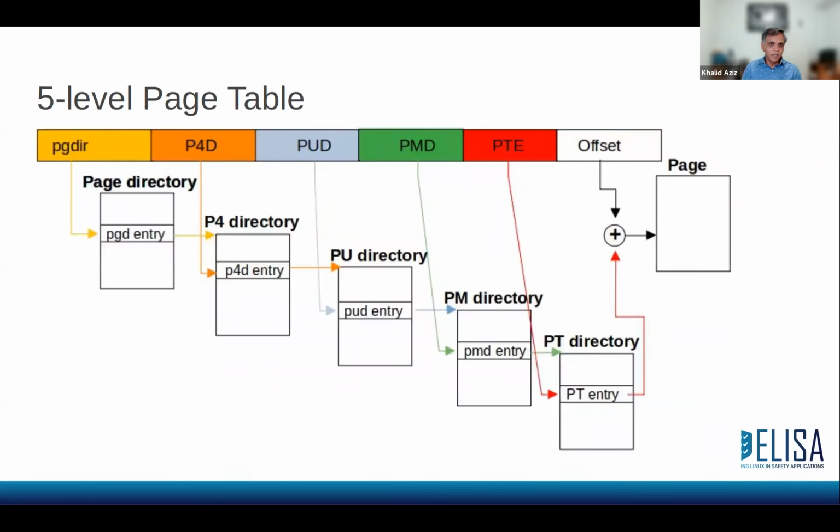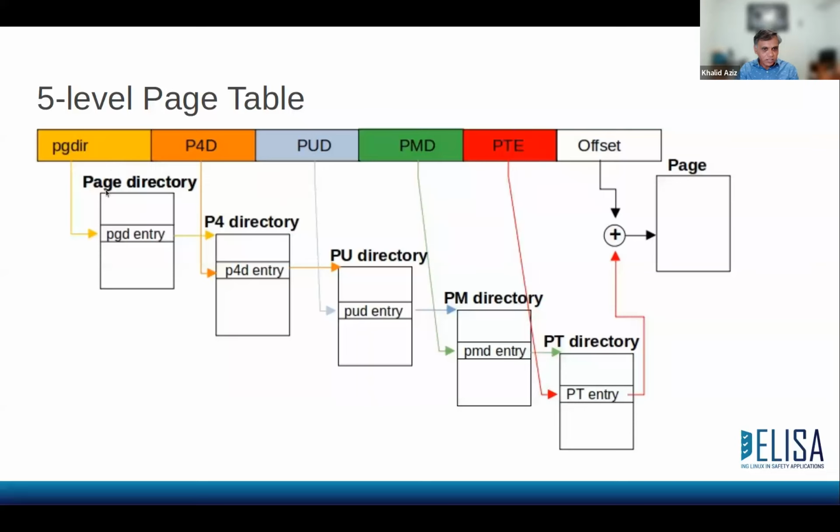And here's what a 5-level page table looks like. This is what is implemented in the Linux kernel today. What we do is the same thing as before. We take the 64-bit address, and this concept can extend to any number of bits. If someday we have a 128-bit processor, we can just extend this concept. We start out again with an offset, which is the size of a page. And then next up, we have a page table entry index. Then we have a page middle directory, page upper directory, page level 4 directory, and then a page directory.